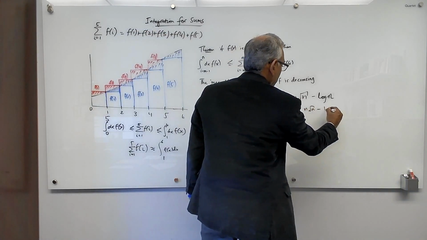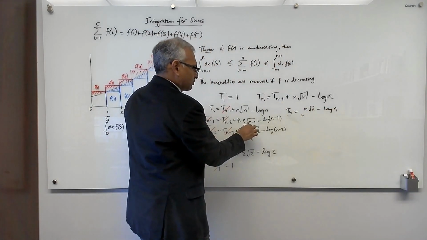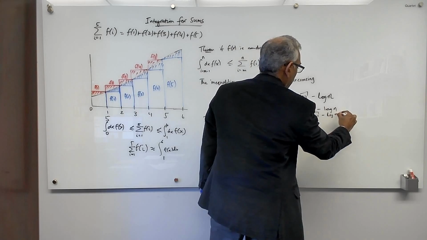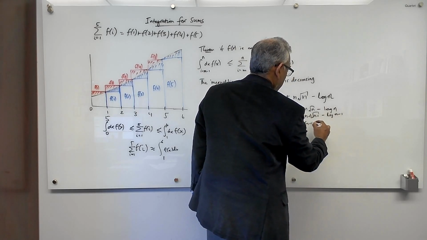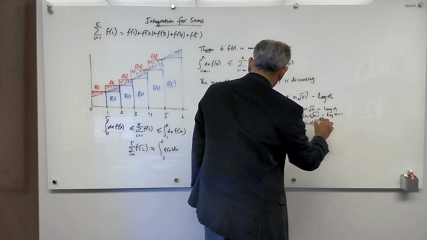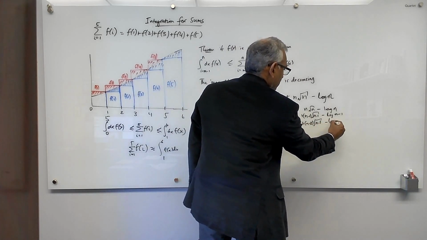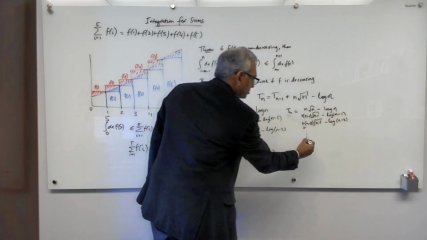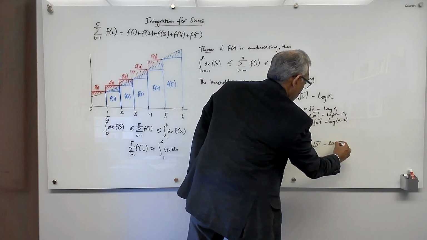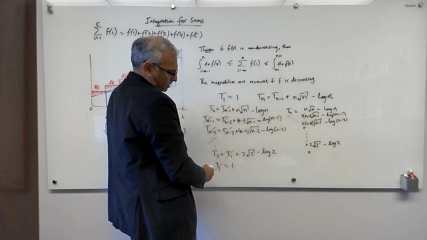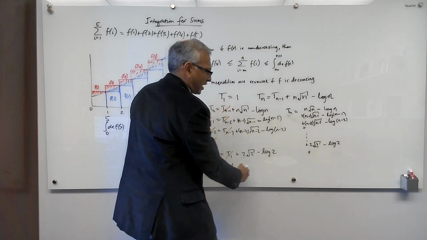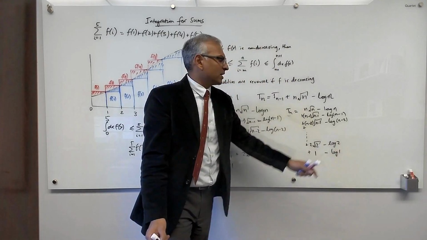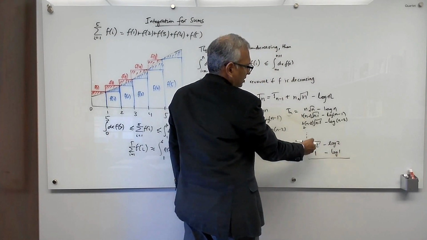Plus (n-1) root (n-1) minus log (n-1), plus (n-2) root (n-2) minus log (n-2), plus all the way down to 2 root 2 minus log 2, and then plus 1. If we wanted to, we could subtract log 1, just because log of 1 is 0. And when you add all of this up, you get the sum.